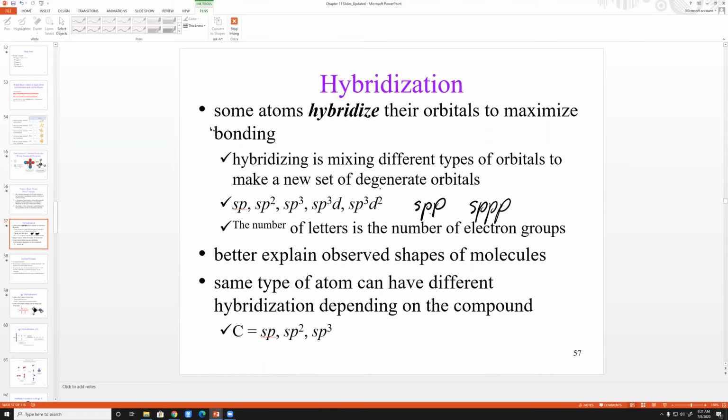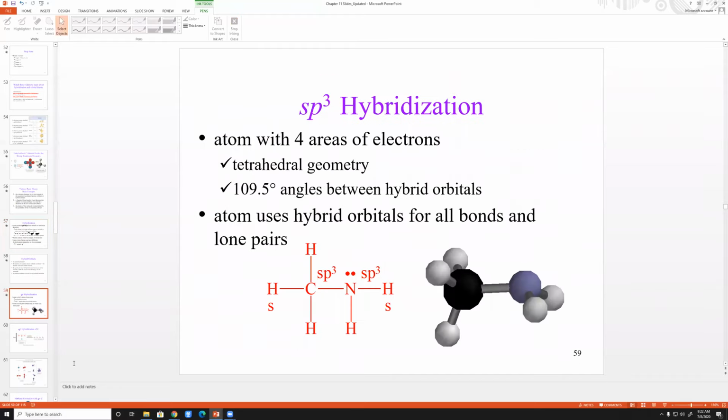So something like SF6 is going to be sp3d2 hybridized, because that's the number of letters there, and that's the number of electron groups attached to the central atom sulfur. So we're going to do some examples. That's the easiest way to understand hybridization.